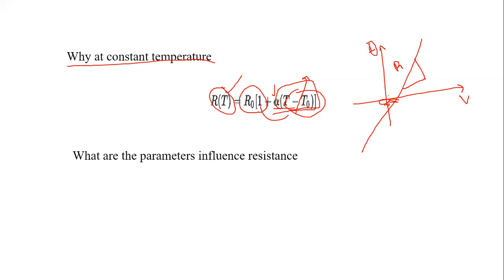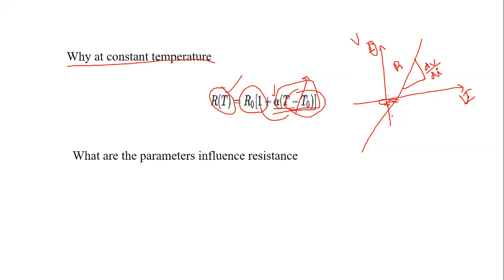If you want to take the slope, you take the y-axis as V and the x-axis as I, so that V by I or dV by dI is known as the resistance, right? So this is the one concept, at constant temperature.